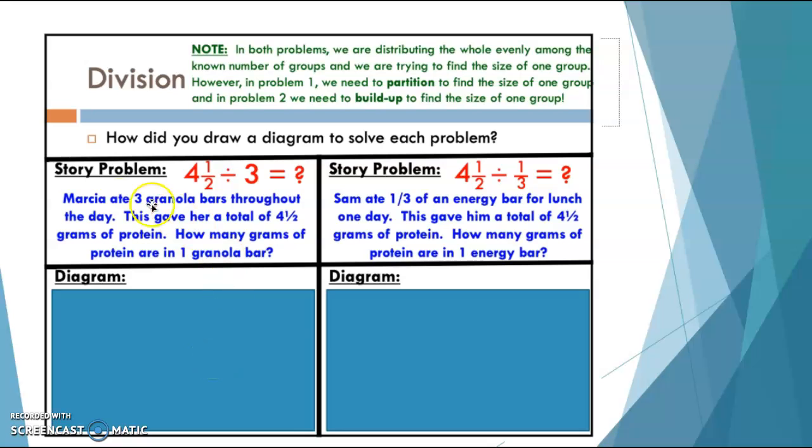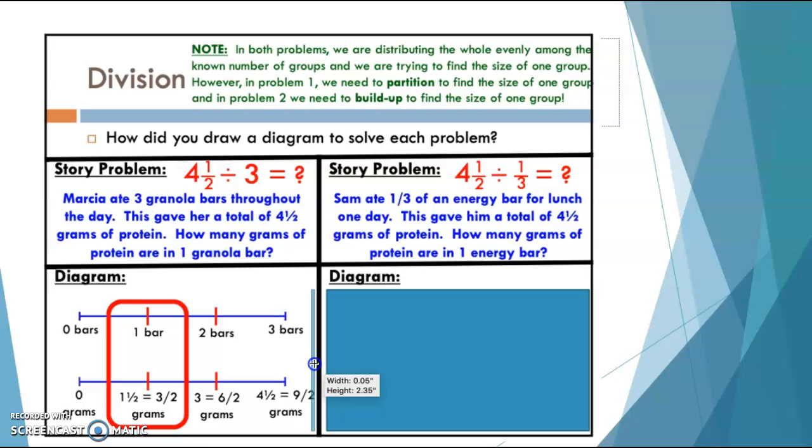Okay. All right, so story problem, equation without the measuring units. Hit pause, draw your diagram. And then when you're ready, we'll come back and we'll revisit Marcia. Okay, let's take a look at the diagram for Marcia. So, Marcia ate 3 granola bars throughout the day. This gave her a total of 4.5 grams of protein. How many grams of protein are in 1 granola bar?